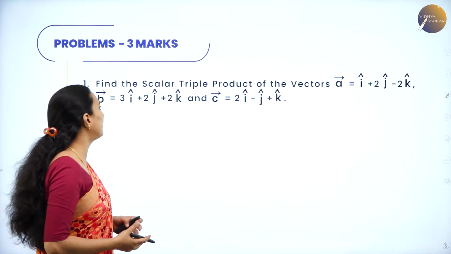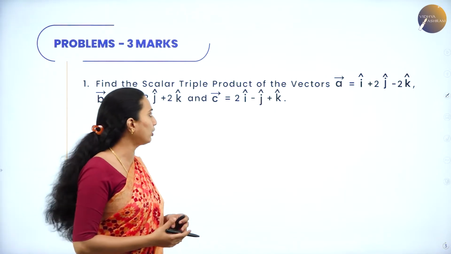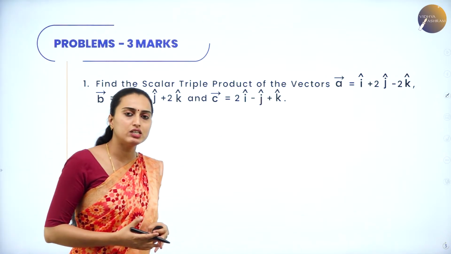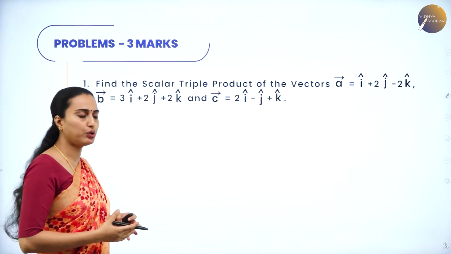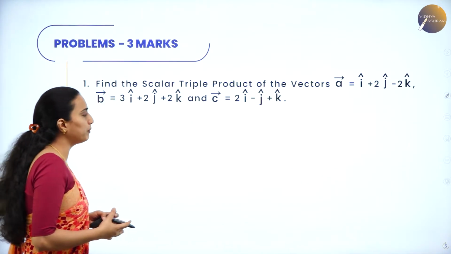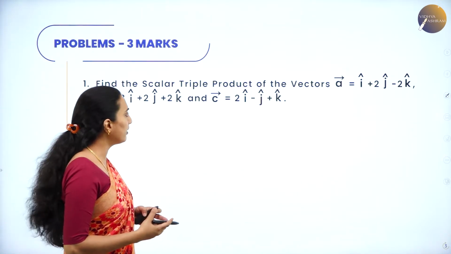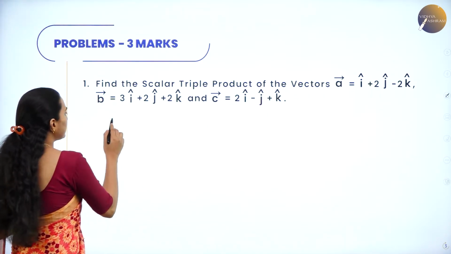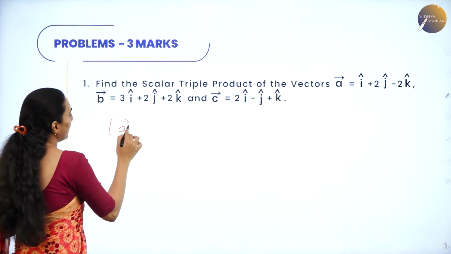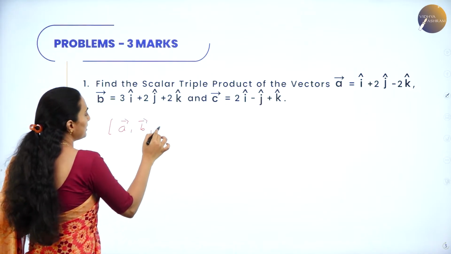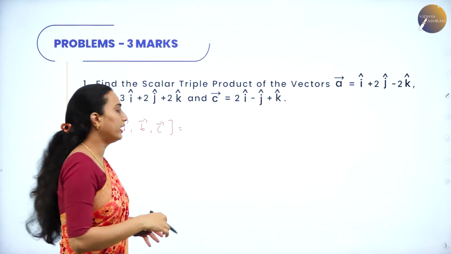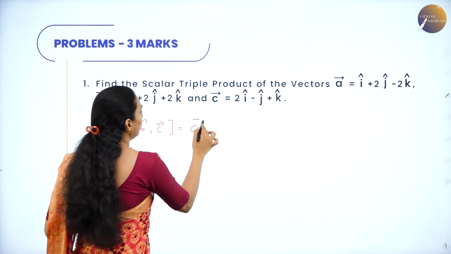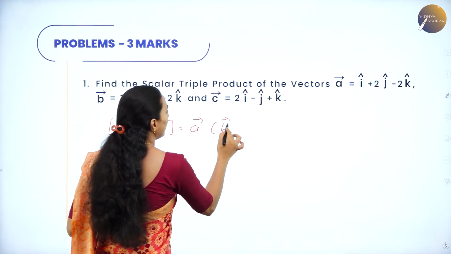Now here they have given: find the scalar triple product of the vectors. A vector is equal to i plus 2j minus 2k, and B vector is equal to 3i plus 2j plus 2k, and C vector is equal to 2i minus j plus k. Now you already know the scalar triple product is denoted by the box product of A, B, C, or you are going to write it as A vector dot B cross C.